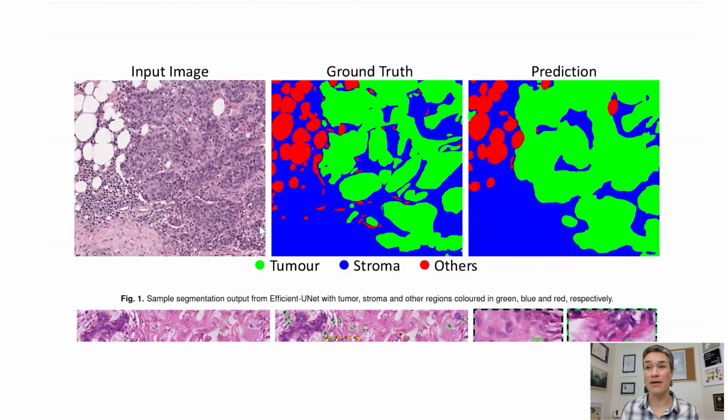So here's what happened. We have our input image, we have our ground truth, which was manually annotated, and we have our prediction from the model. So what did we annotate here? What are the classes that we're going to be looking for? It's going to be tumor, stroma, and everything else.